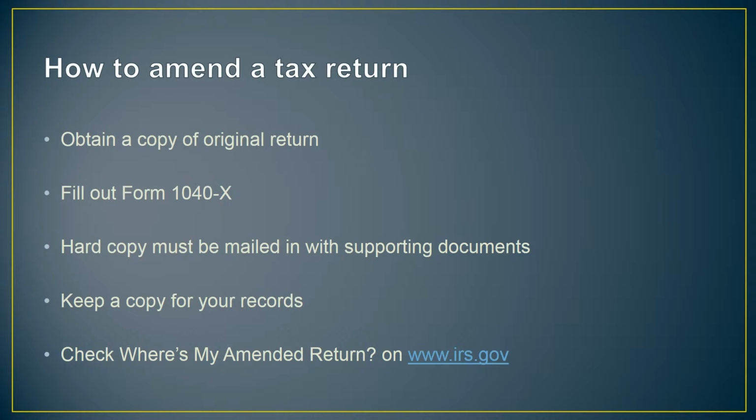So, if you've determined that you want to amend your return, how do you do it? Well, first you need a copy of the original return. You then use that, plus the changes, to fill out a Form 1040X, which is the amended tax return. You would use this form even if you originally filed a 1040A or 1040EZ. You file a hard paper copy in the mail. There's no e-file yet for the amendments.